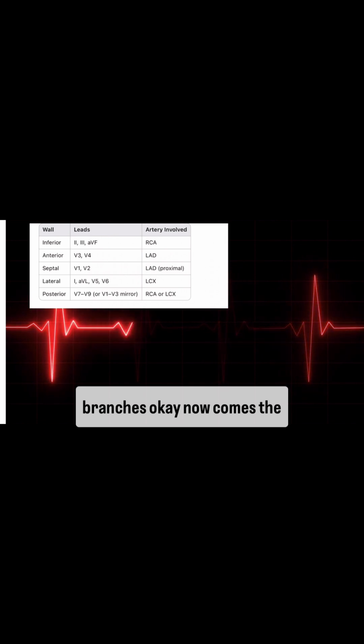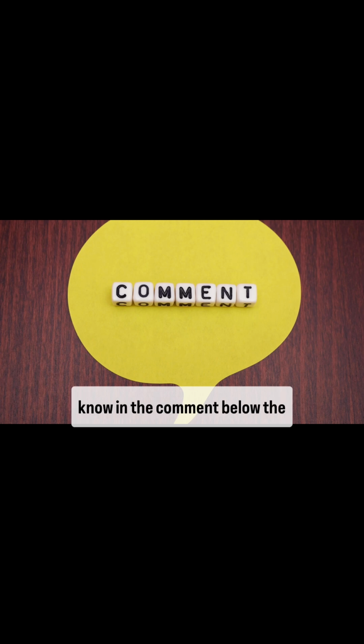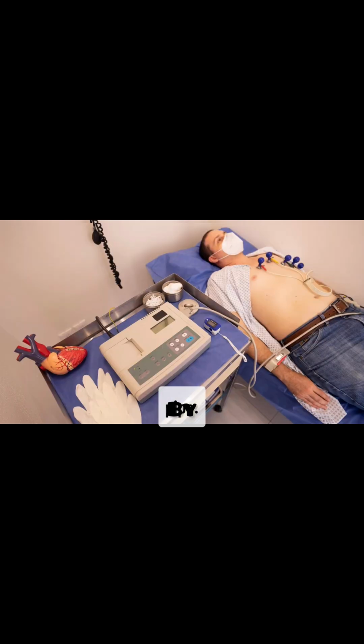Okay, now comes the posterior wall. So this is a question for you all. Let me know in the comments below the leads and the artery supplied.